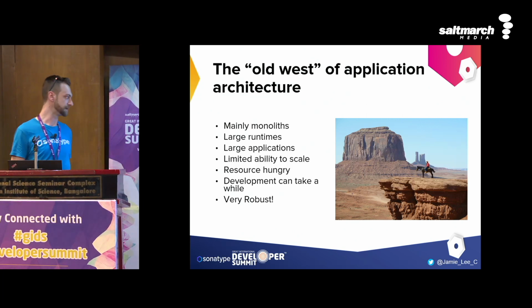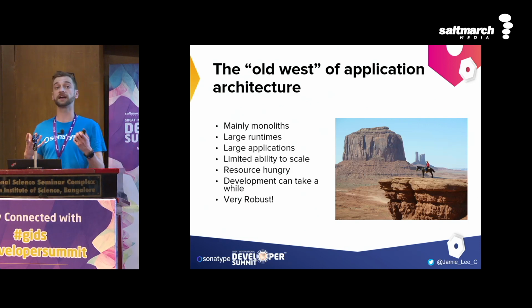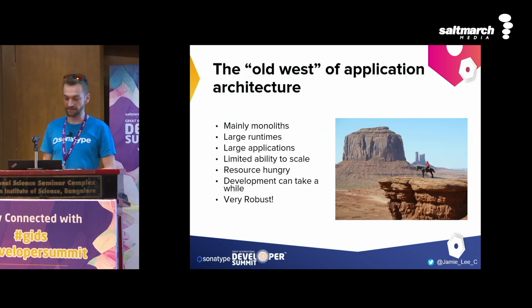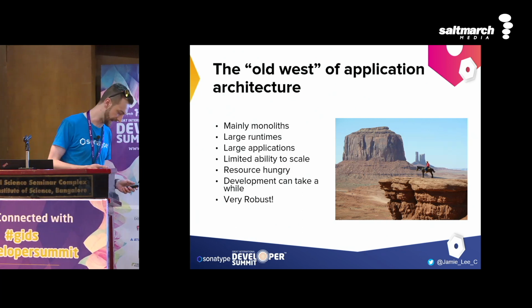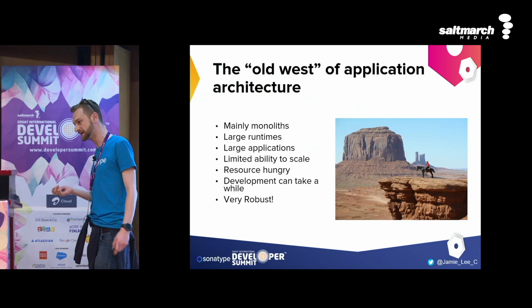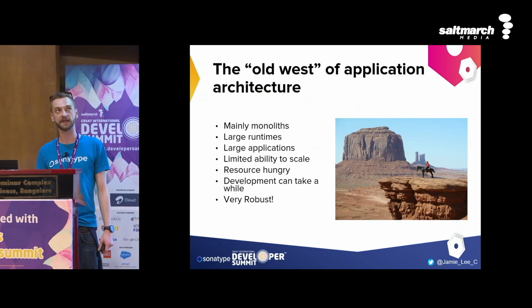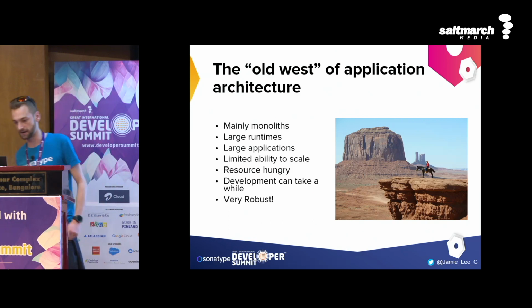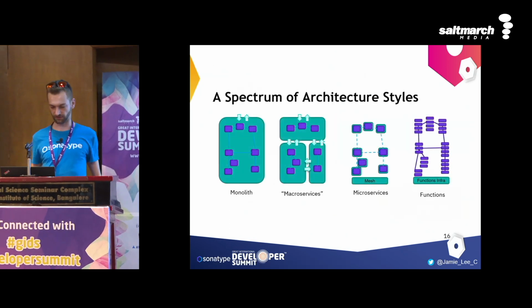Of course, we had limited ability to scale, because we had to scale the whole monolith, which was very resource hungry. And the problem is now we're all using the cloud. If anyone here has used AWS, you know you can rack up a very big bill very quickly. And that was one of the things that pushed people to move to microservices, to save money on the cloud.